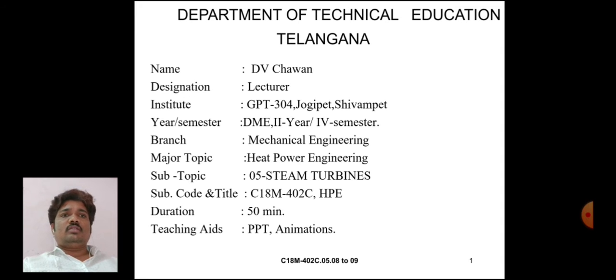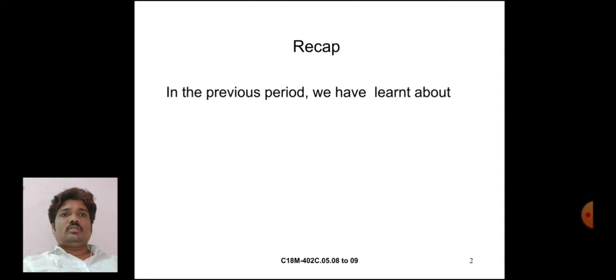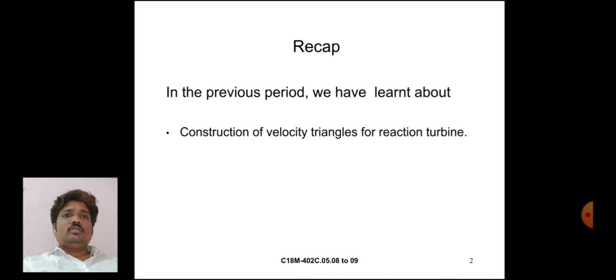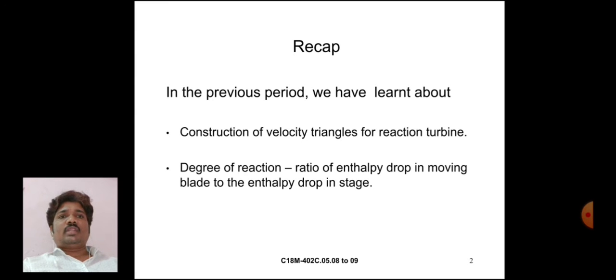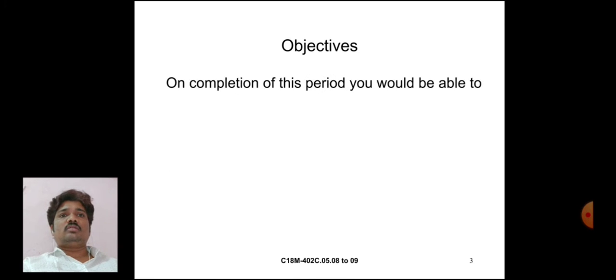In this chapter, in the previous period, in the last class, we learned about the construction of velocity triangles for reaction turbine. Degree of reaction, the ratio of enthalpy drop in moving blades to the enthalpy drop in the stage. This topic we learned in the last class.